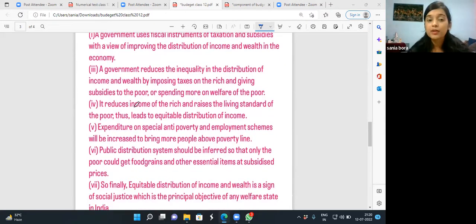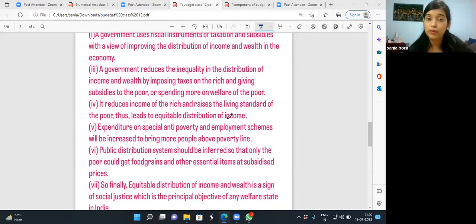So it reduces the income of the rich. My income is 1 lakh rupees, but I have to pay tax, so because of that my income is getting reduced. And the living standards of the poor are increasing. That's why there is an equitable distribution.